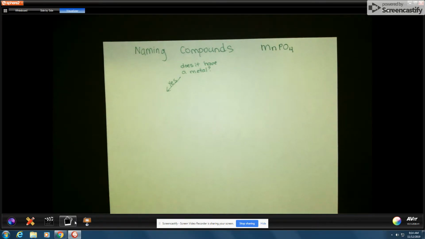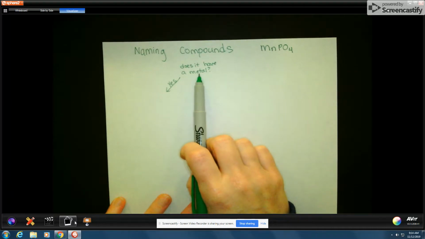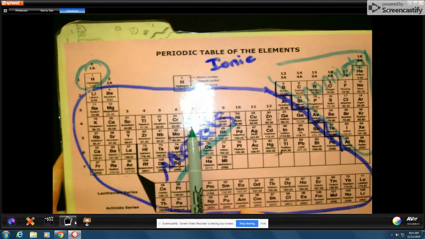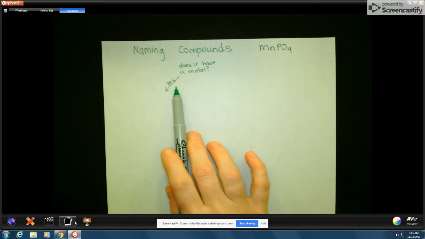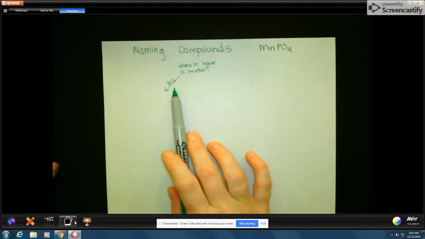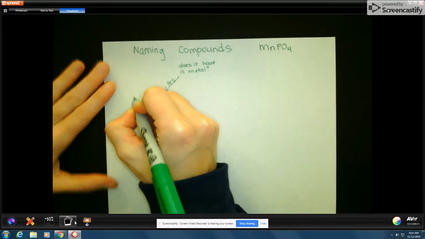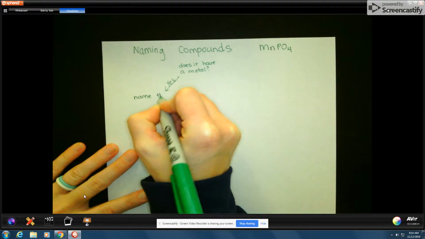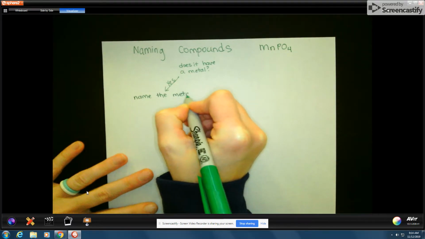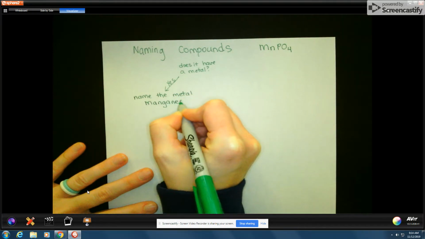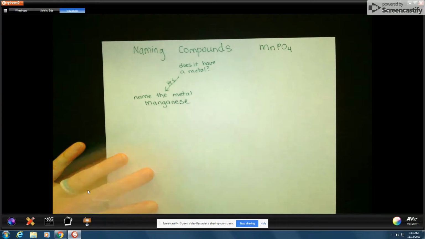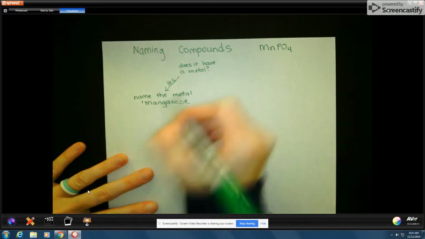The first question you have to ask yourself when you're naming them is to determine if it's ionic or covalent. To do that, you ask, does it have a metal? In fact, Mn is right here, which means it's a metal, so the answer is yes. So what you do when you have a metal is you name the metal. In this case, Mn is manganese. Be careful that you don't think it's magnesium.